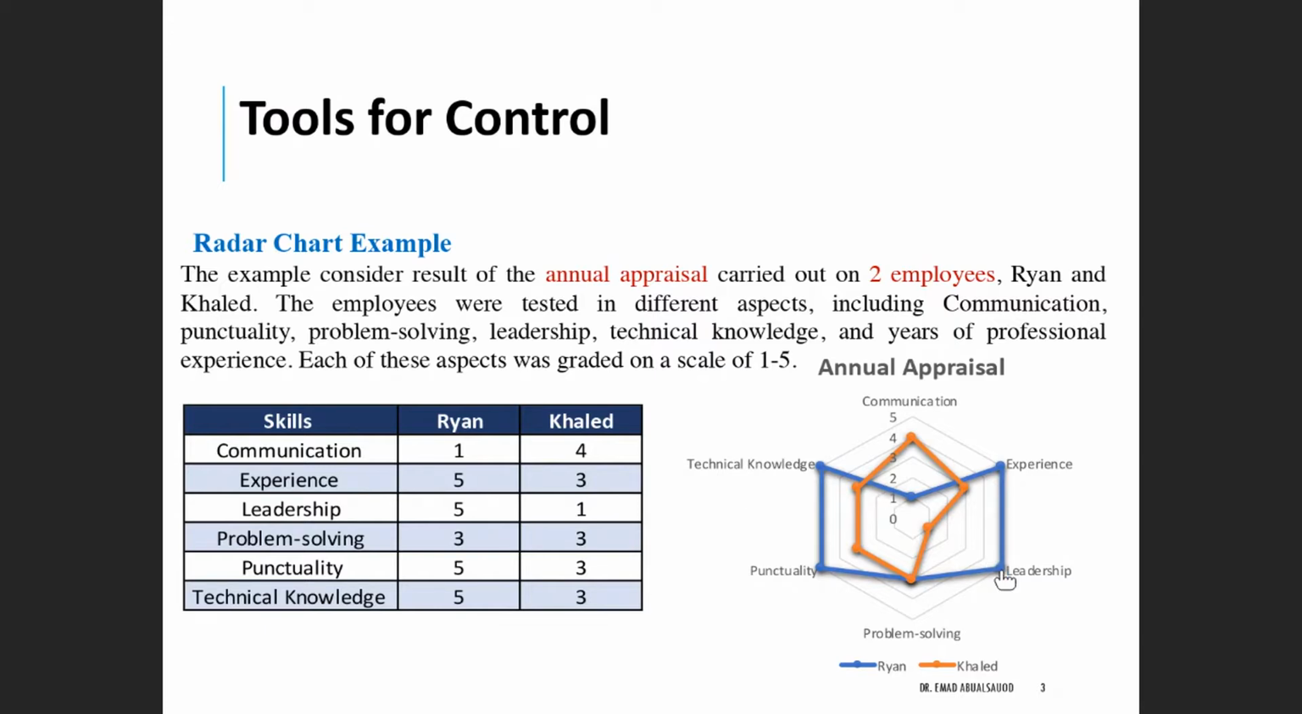So how do you interpret those numbers, or how do you translate them from the table: the leadership, punctuality, problem solving. Problem solving, if you would like to see the number, you see where the line is intersecting with the point, and it's 3 here. So if we go to the problem solving, we will see it's 3 for both of them. We see easily Ryan lacks in the communication, that's why he scored 1, whereas Khalid scored 4 in the communication. So this is how you interpret the radar chart and how you develop the radar chart.